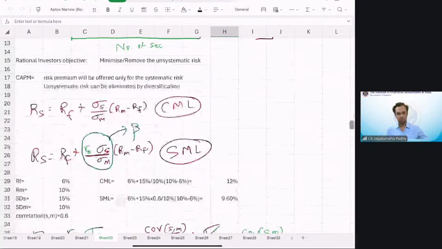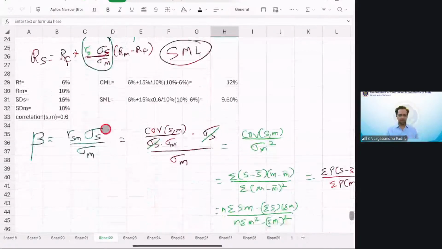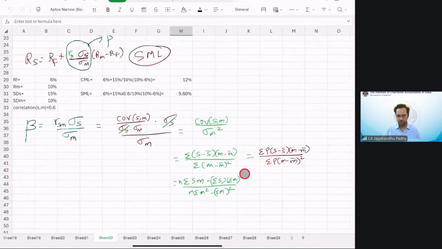So therefore, we say RF plus, instead of beta, standard deviation of security or standard deviation of market into the correlation between the return of security and the market. This correlation is going to ensure that only the systematic portion of the total risk of the security is used for asking the premium. And this particular part is what we call beta. So we can have multiple formulas of beta: correlation into standard deviation of security over standard deviation of market. Then you may have this as covariance upon variance of market. And of course, other derived formulas could be used.